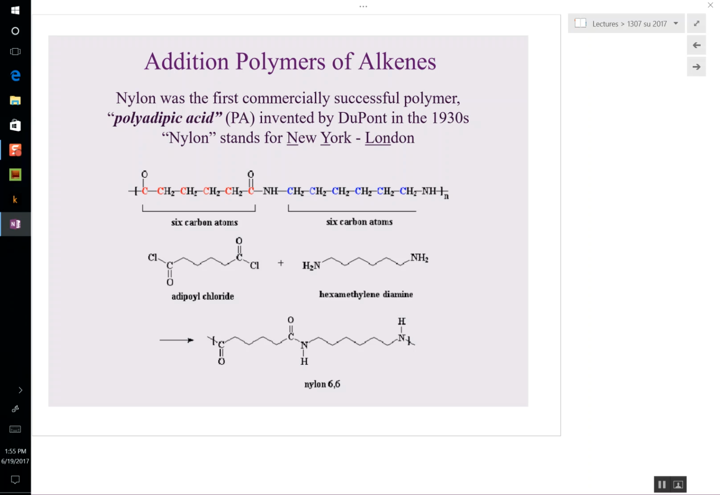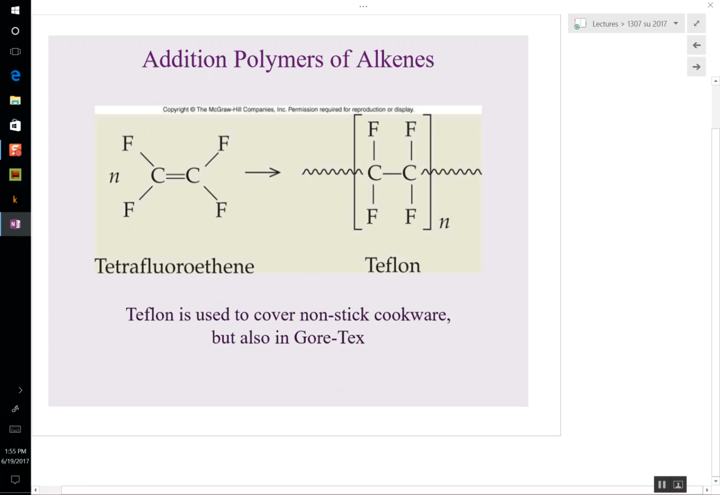So what is this? This is nylon. Let's not worry too much about that. Here's Teflon. How do you make Teflon? Well, you start out with tetrafluoroethene. Replace all the hydrogens with fluorines. You polymerize it, and you get polytetrafluoroethylene, and it is Teflon. That's what Teflon is.